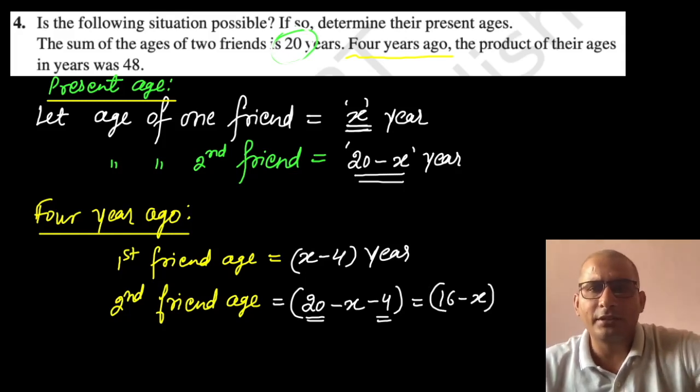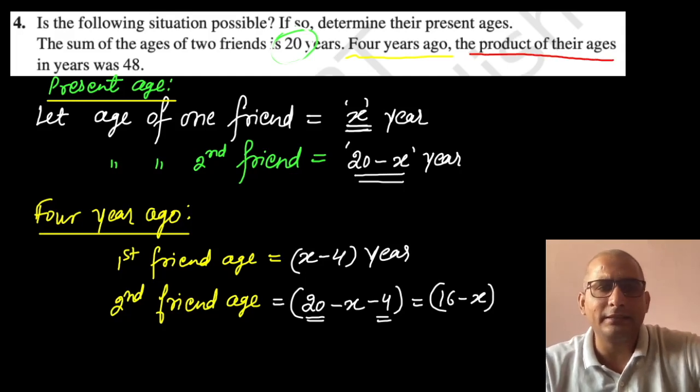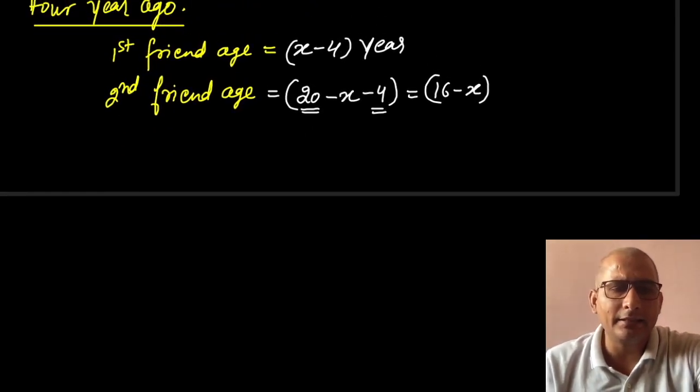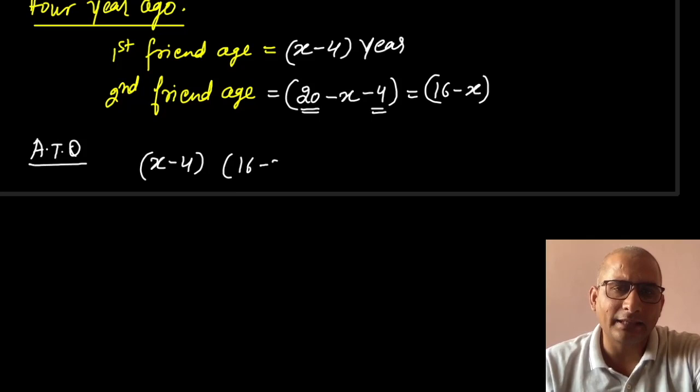Now if you read the question here, the product of their ages in years was 48. तो 4 साल पहले की जो एज है, इनकी एज का जो प्रोडक्ट है वो 48 के इक्वल है according to the question. So ages are x minus 4 and 16 minus x, इन दोनों का प्रोडक्ट करें तो it comes out to be equal to 48. It is given in the question, right?